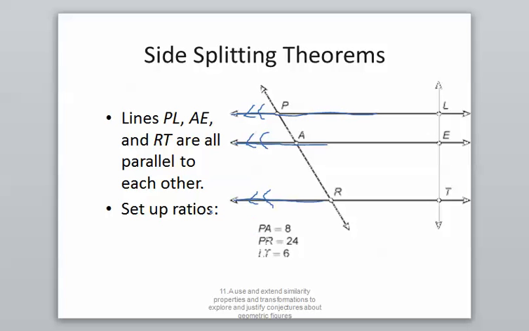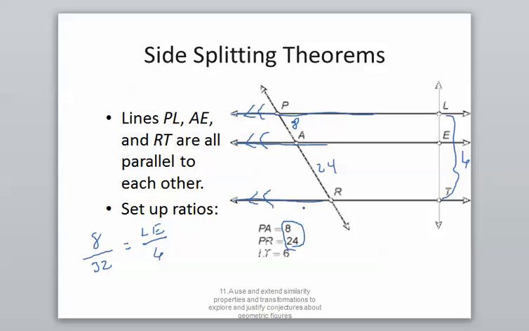So they want you to set up some ratios. They're telling you that PA is equal to 8. They're telling you that PR is equal to 24. And they're telling you that LT, the whole distance over here, is equal to 6. Well, one of the things you could set up would be to say, well, that 8 is to 24. Wait a second, we don't have that. Is to 32 as LE is to 6. Why did I get 32? I added the 24 and the 8 and got 32 there.